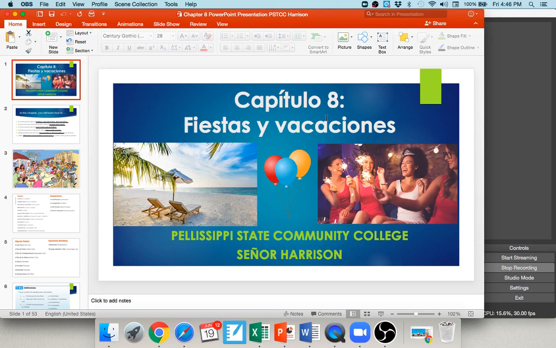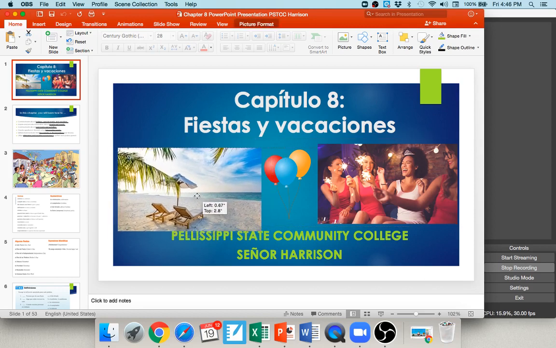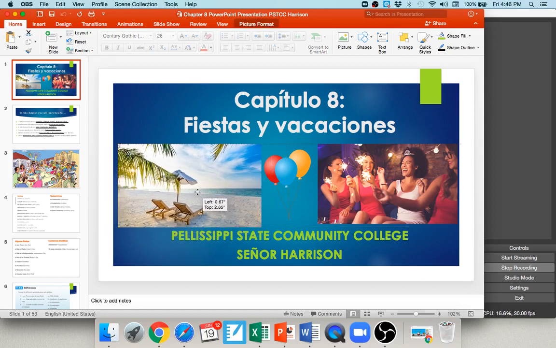This week we're moving on to capítulo 8, chapter 8, titled Fiestas y Vacaciones. So, I don't know about you, but everyone likes vacationing and having parties, right? So, wouldn't you like to be on this beach right now, laying in one of these chairs? I think that sounds pretty nice right now.